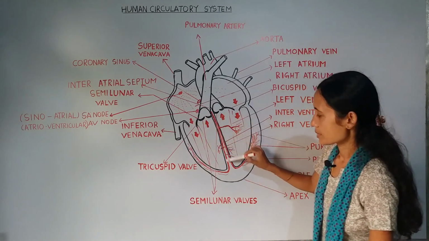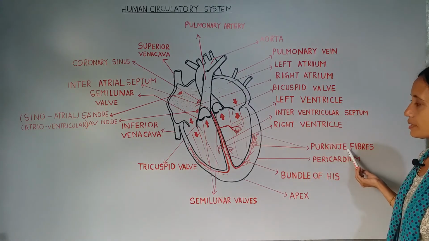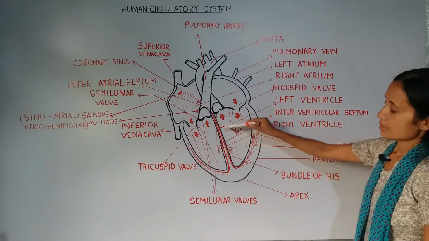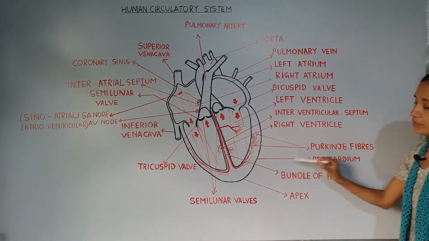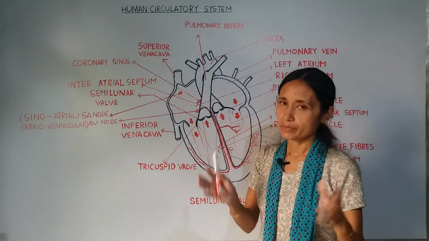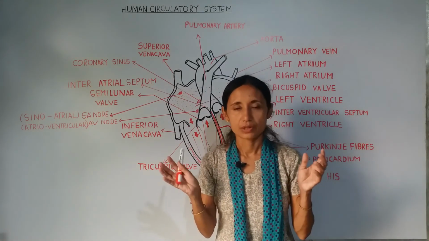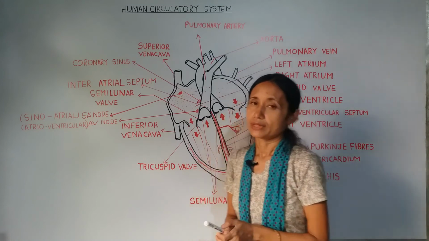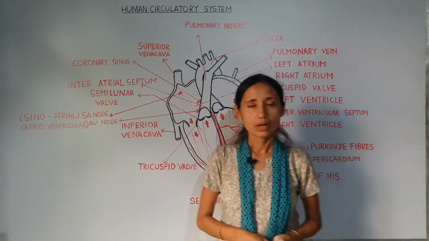They branch into left and right sides, and further branch into smaller branches called Purkinje fibers. So these left and right muscle fibers along with the Purkinje fibers together are called the bundle of His. These are responsible for spreading the wave of contraction in the wall of the ventricles, as a result of which the ventricles will contract. After the contraction, the blood will be propelled out of the heart to different organs of our body. So this is about the contraction of our heart. So we have discussed the human circulatory system.